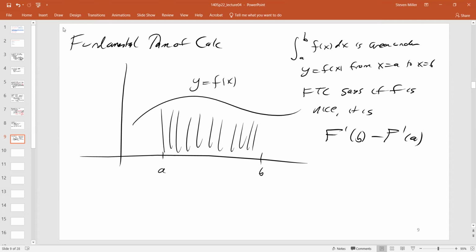Oh, yes, thank you. I forgot to say, and big F prime equals little f. Yes, without putting that in, that's very bad. It's the antiderivative. Now, the antiderivative is not unique. It's unique up to a constant.